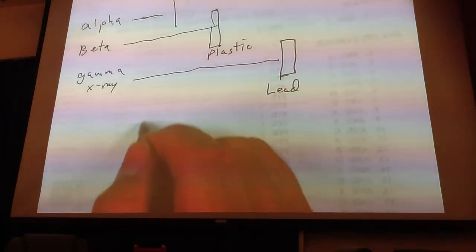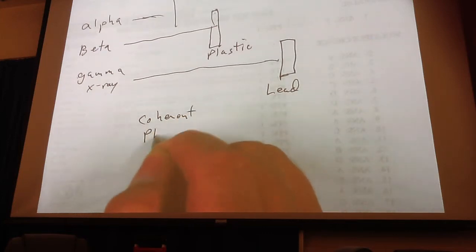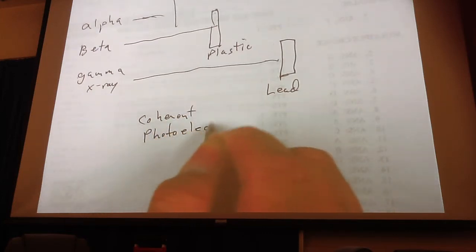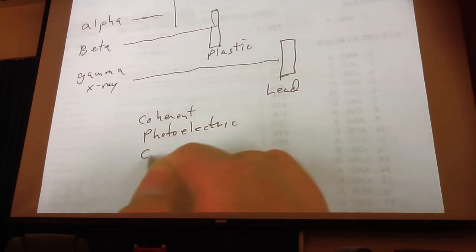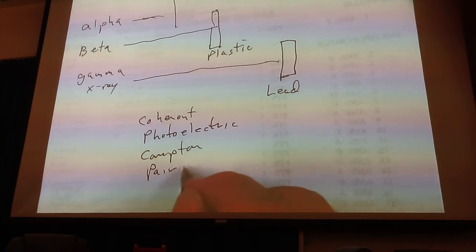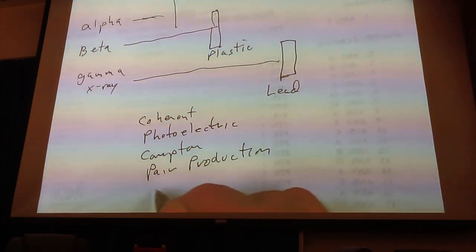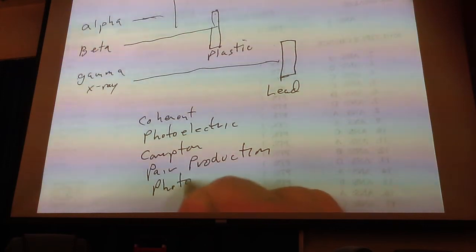Remember, we had a choice of coherent, is it Thomson? Photoelectric, Compton, pair production. I don't think we'll worry about triplet. And photonuclear disintegration.